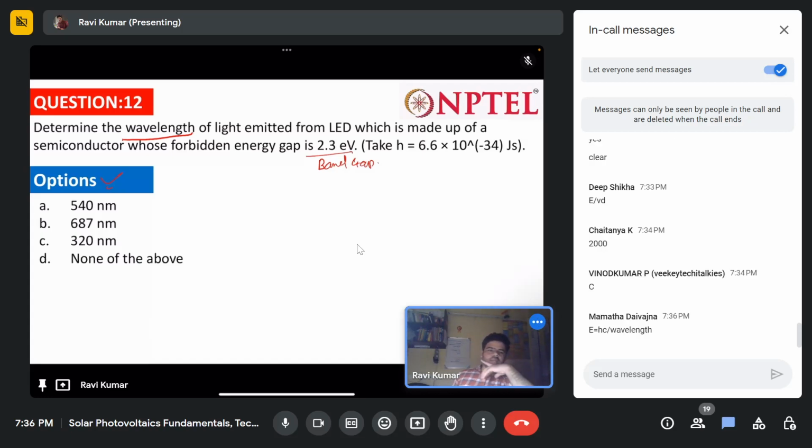E equals hc by lambda. Yes, Mamta, you have written the formula right. E equals hc by lambda. What do you need to calculate? Lambda.